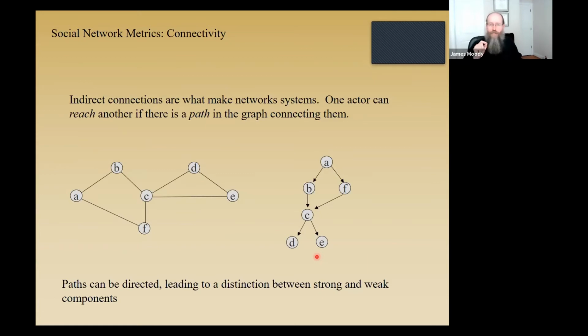Is it possible to go from one node to the other? That's only possible if there's a path connecting them. So we can see here that A can reach persons B, C, and D, right? So we can go from A to B to C to E, right, and so forth.